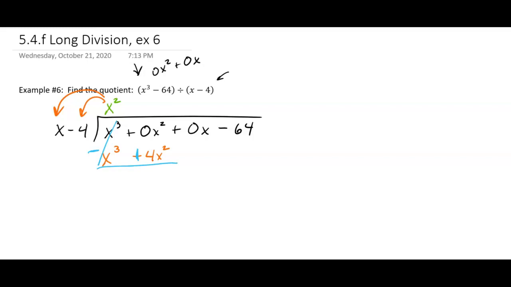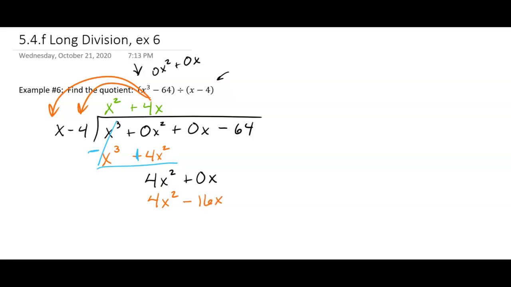They're supposed to. And then I'm going to have 4x squared, and I'm going to bring down the next term, 0x. And I start the whole process over. So let me get the arrows out of the way. How many times does x go into 4x squared? 4x. Then I multiply. 4x times x, this is kind of like a check. Make sure that that's 4x squared, and it is. 4x times negative 4, which is going to be minus 16x.